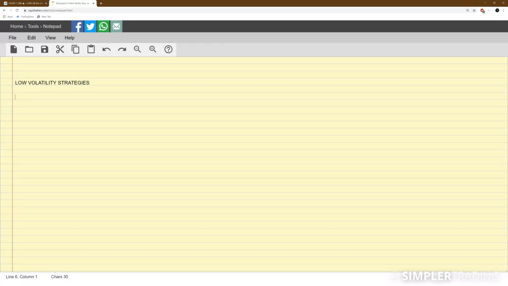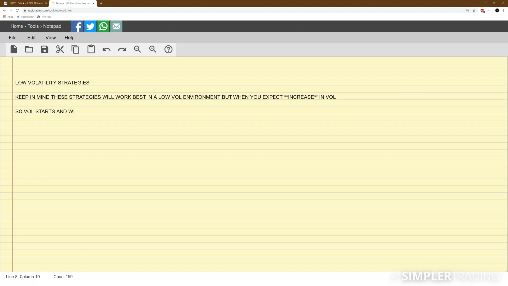Now keep in mind that these strategies will work best in a low vol environment, but when you expect increasing vol, right? So essentially, vol starts low, and we expect it to go higher.